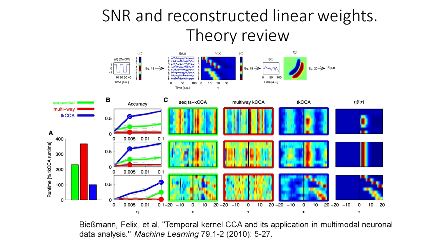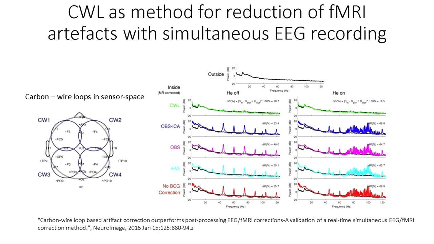But if the signal-to-noise ratio increases, you can extract the right weights and the right signals of these weights. Signal-to-noise ratio is very important, and simultaneous EEG-fMRI recording is very difficult for interpretation because there are many different artifacts from fMRI in the EEG signal.